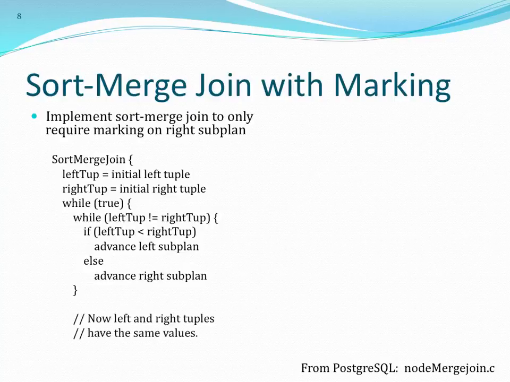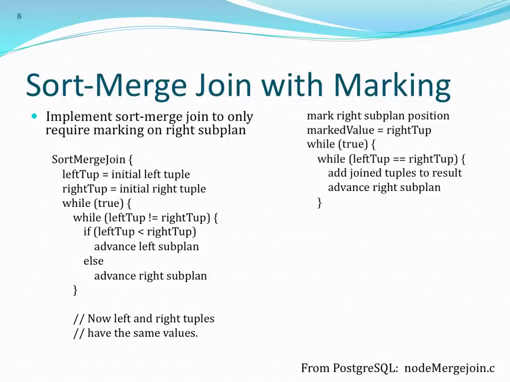So we have that occur, and like it says here in the comment, now left and right tuples have the same values. So we mark the right subplan's position because we may need to come back to it if we have multiple tuples on the left that match. So the mark value is the right tuple. And then we say, while the left tuple is equal to the right tuple, add the joining tuples to the result and advance the right subplan. So I'm keeping the left one fixed, and I'm advancing through the right tuples that match. And I'm generating an output row, output row, output row.